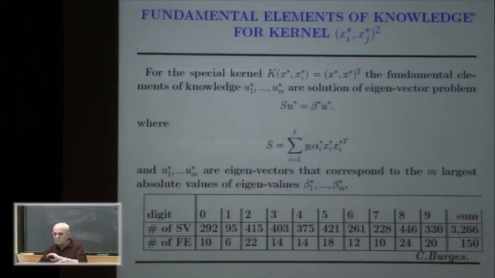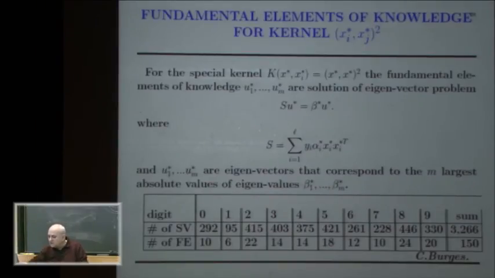Are you just saying that quadratic kernels can be more powerful than linear kernels? There is only one kernel, the quadratic kernel, which has a remarkable property. For this kernel, you can compute the fundamental concept of knowledge, only for this kernel. And maybe we will discuss what it means.